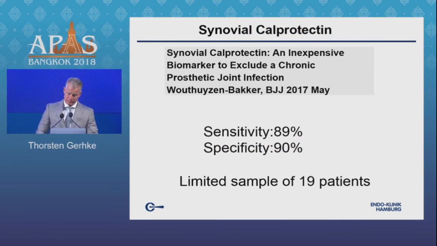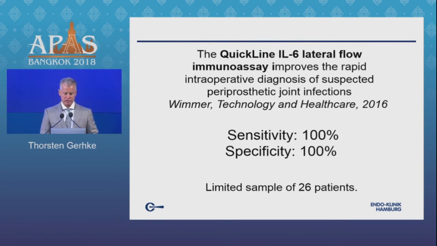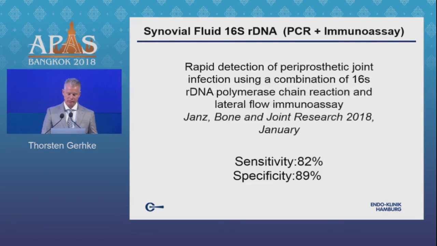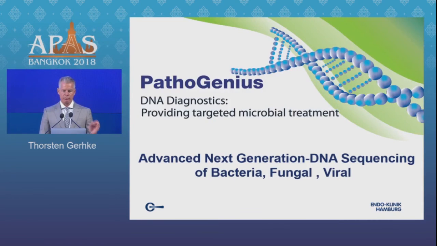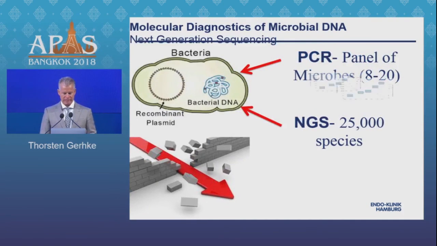Some other papers came out with synovial calprotectin, quite good sensitivity, but a limited sample of 19 patients. Another came out with a new lateral flow test where they determined IL-6 with a very high sensitivity and specificity, also a limited sample of 26 patients, and so on and so on. So there are so many attempts at the moment to improve our diagnostics, and probably the future is what Jay already mentioned. I do not want to repeat everything he said.